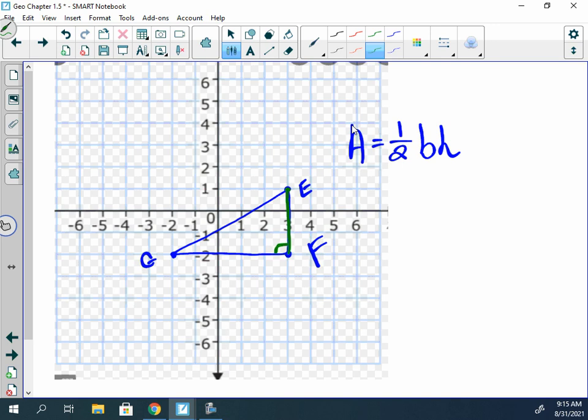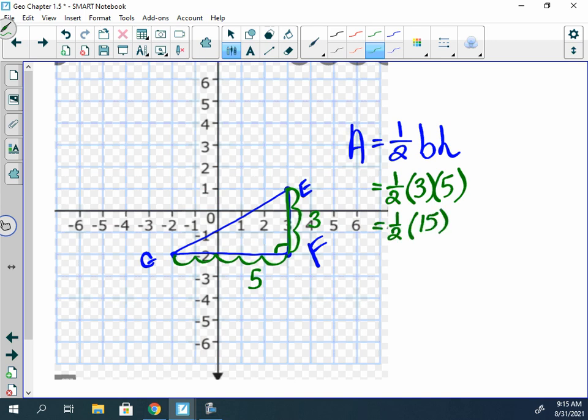And it works out that it is on a straight line, so we can count 1, 2, 3. And this is the base, 1, 2, 3, 4, 5. So the area formula here would be 1/2 of 3 times 5, or 5 times 3, because in multiplication we can multiply in any order. Well, 3 times 5 is 15, and half of 15 would be 7.5. So the area for this triangle would be 7.5.